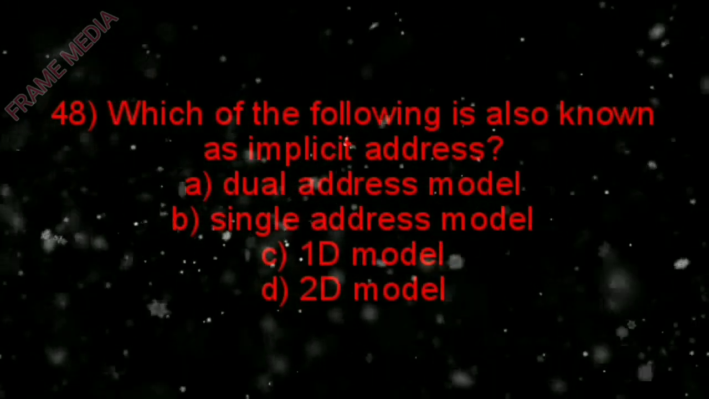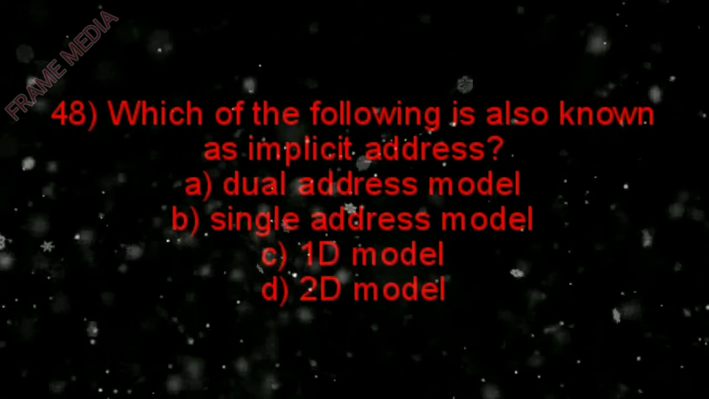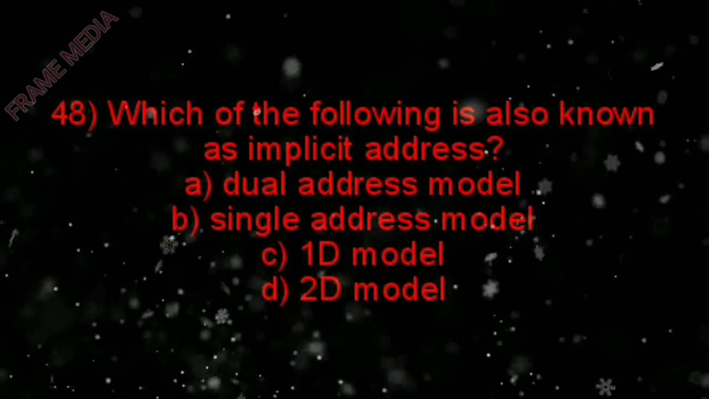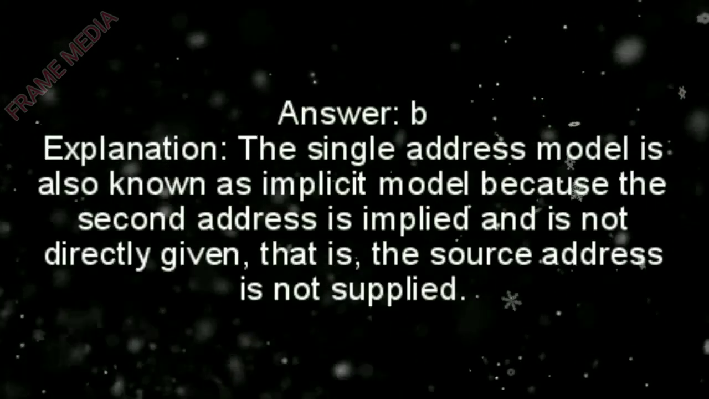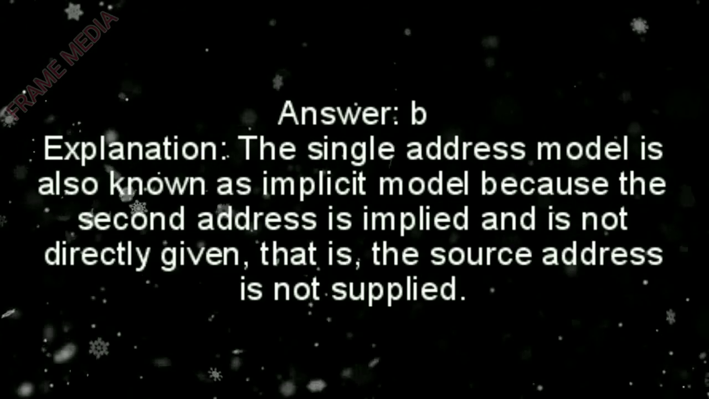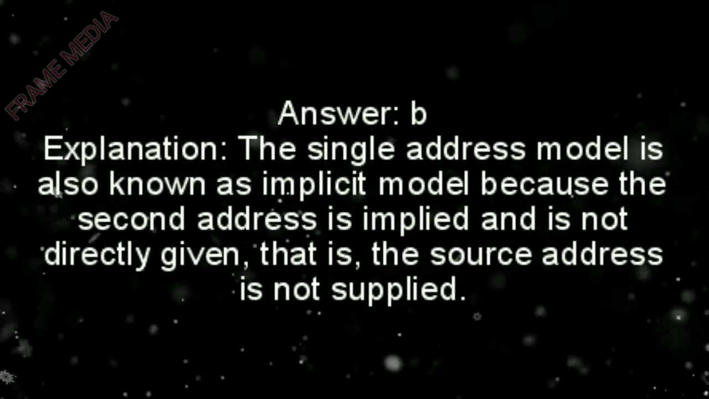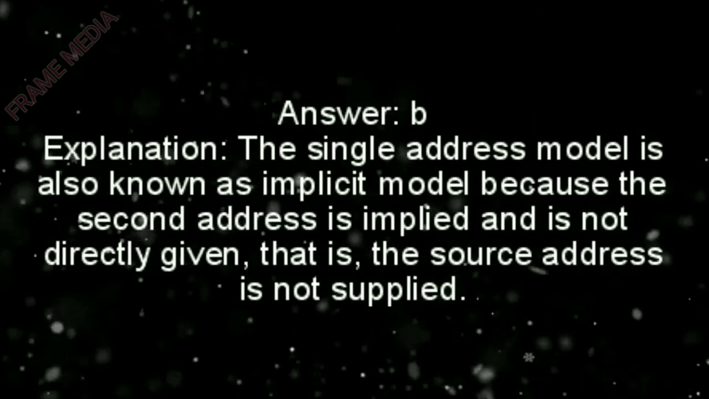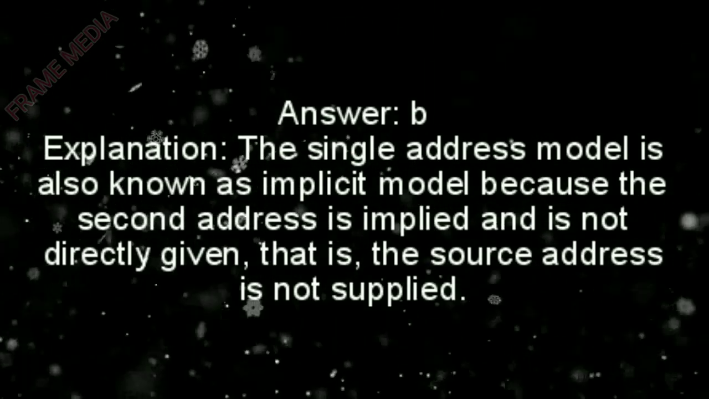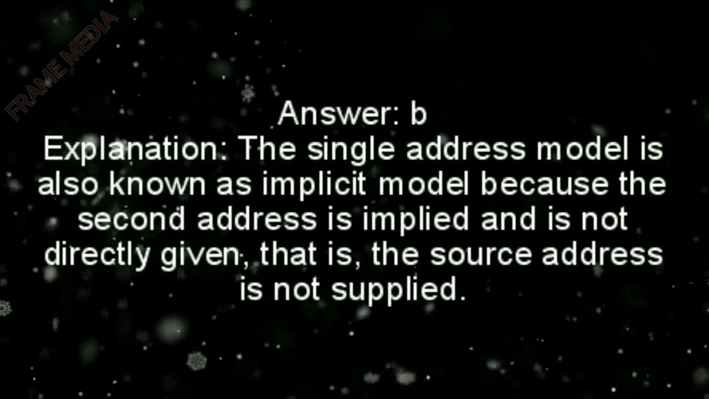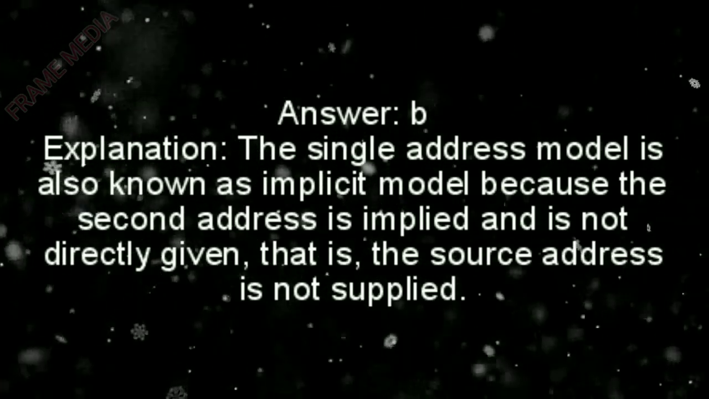Question number 48. Which of the following is also known as implicit address? A. Dual address model, B. Single address model, C. 1D model, D. 2D model. Answer is B. Explanation. The single address model is also known as implicit model because the second address is implied and is not directly given. That is, the source address is not supplied.